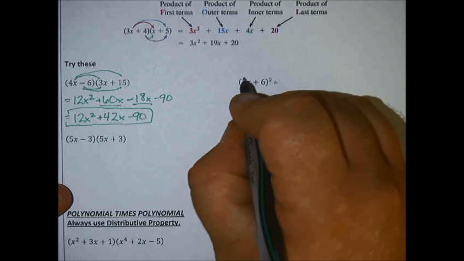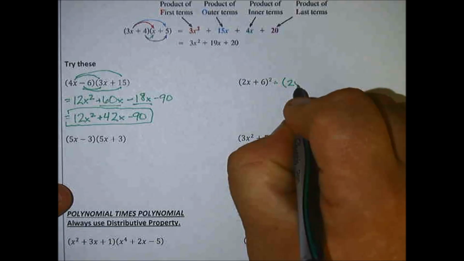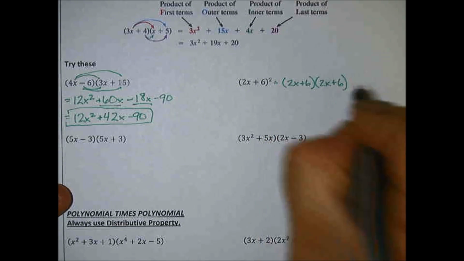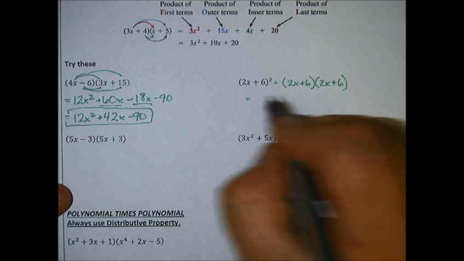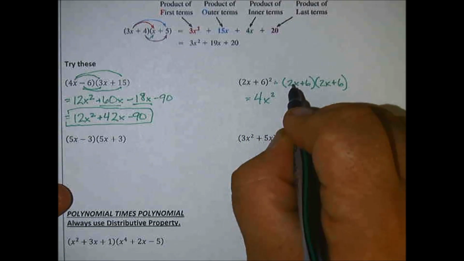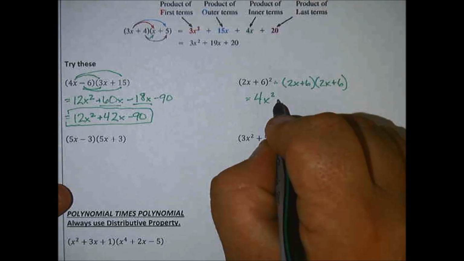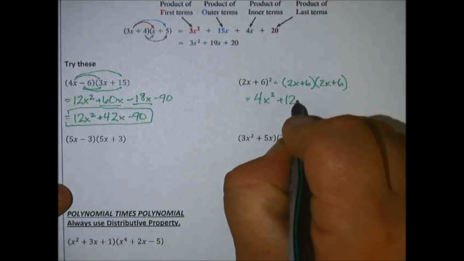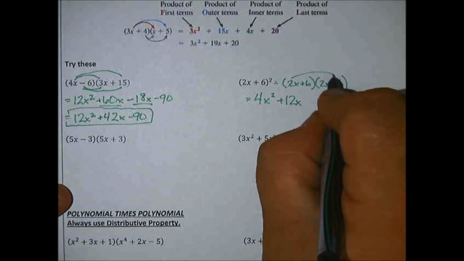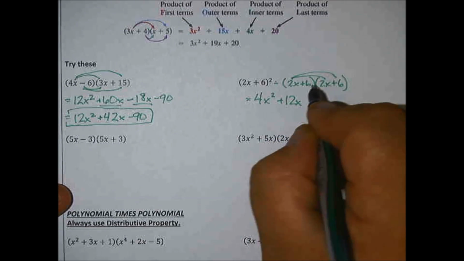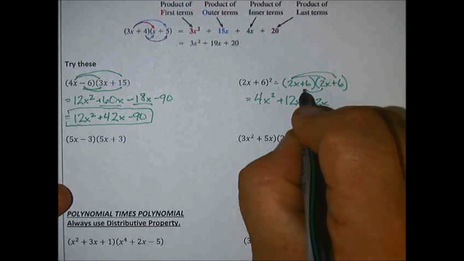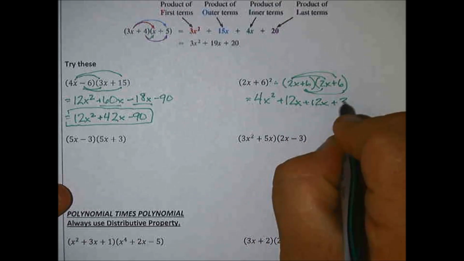What this really means is that this whole thing is squared, so that's 2x plus 6 times 2x plus 6. Let's go first times first. 2x times 2x, 4x squared. Outsides, 2x times 6 is a plus 12x. Insides, 6 times 2x is plus 12x, and 6 times 6 is plus 36.